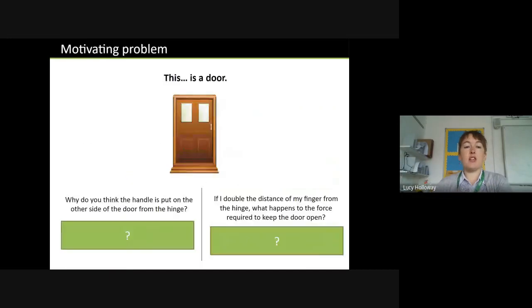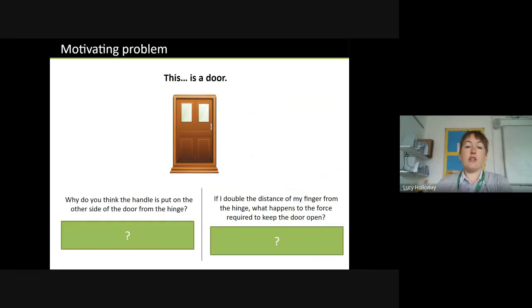And then the last thing I just wanted to talk about is something that, again, you've probably never even considered, even though it impacts your life every day: why are door handles on the opposite side of doors to the hinges? So why don't you pause the video, have a little think about why that might be, and then press play, and I'll talk about how that applies to mechanics.